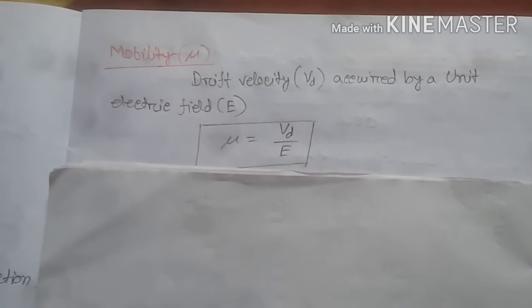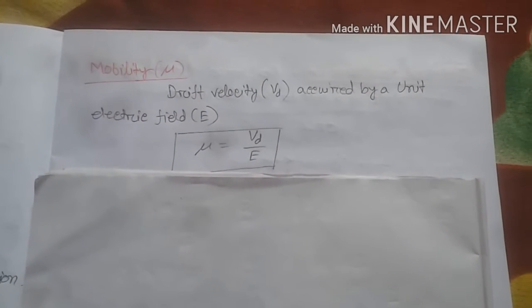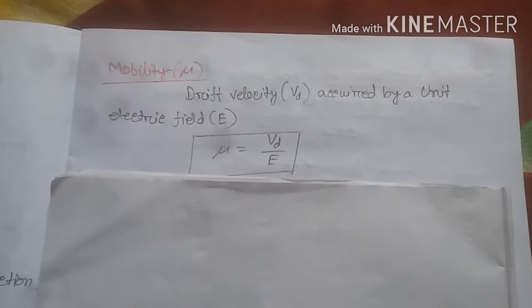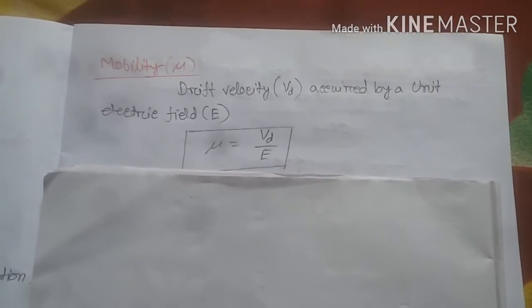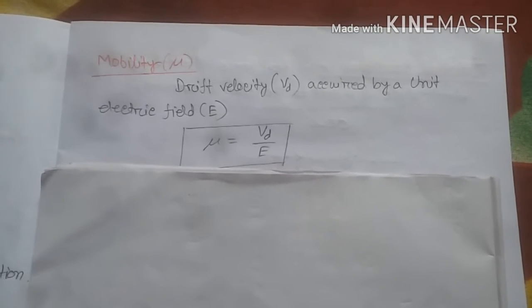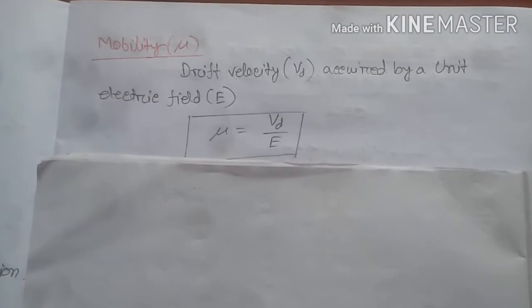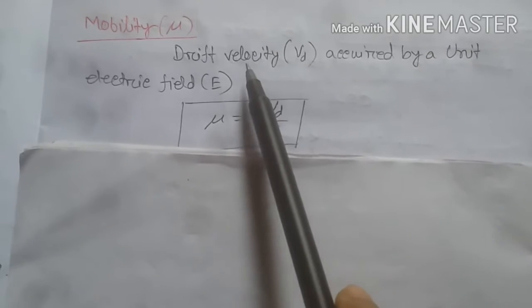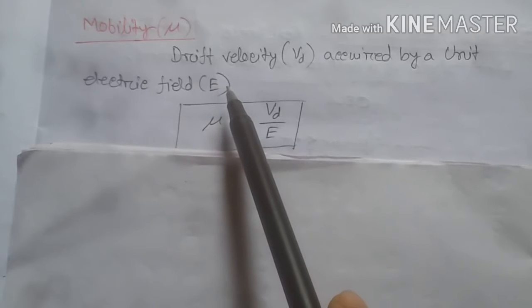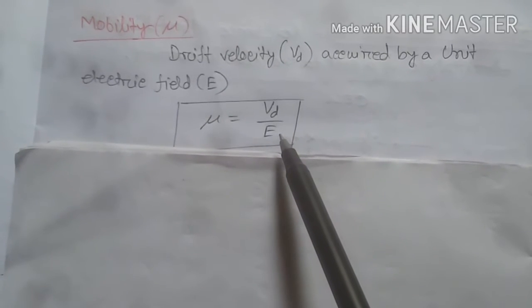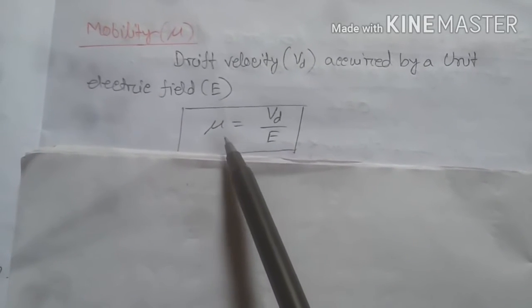In the last class, we derived a relation between drift velocity and electric current. From there, we had seen that the drift velocity changes if there is a change in electric field. So here a new term is introduced, that is mobility, and mobility is the drift velocity acquired by a unit electric field. Okay, so if E equals 1, then mu equals Vd.